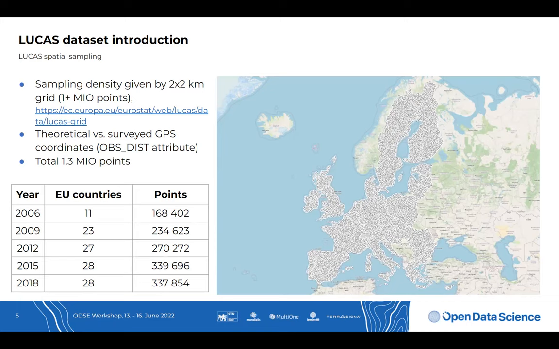Here in this table, you can see how the number of points evolved. In the last survey, which was done in 2018, more than 300,000 points were observed from 28 EU countries. Overall, in the data set, currently there are approximately 1,300,000 points. So if you download the whole data set, all files provided by Eurostat, you will get this number. For each point, there is a measured GPS coordinate and a theoretical one.